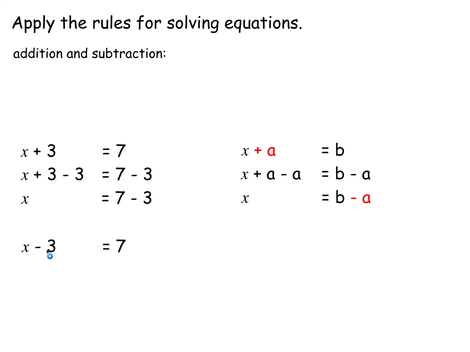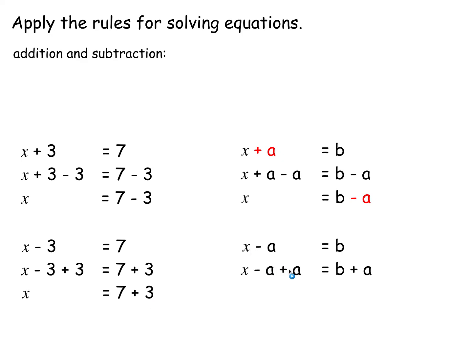Now this says x subtract 3 equals 7. So if I add 3 into each side, keeping the equation balanced, on the left it simplifies to x. On the right I've got 7 plus 3. So that's add 3 to both sides, gets rid of this minus 3 here, and becomes a plus 3 on the other side. Here, that says x minus a. Add a to both sides. On the left, minus a and plus a cancel out, and it leaves behind x equals b plus a.